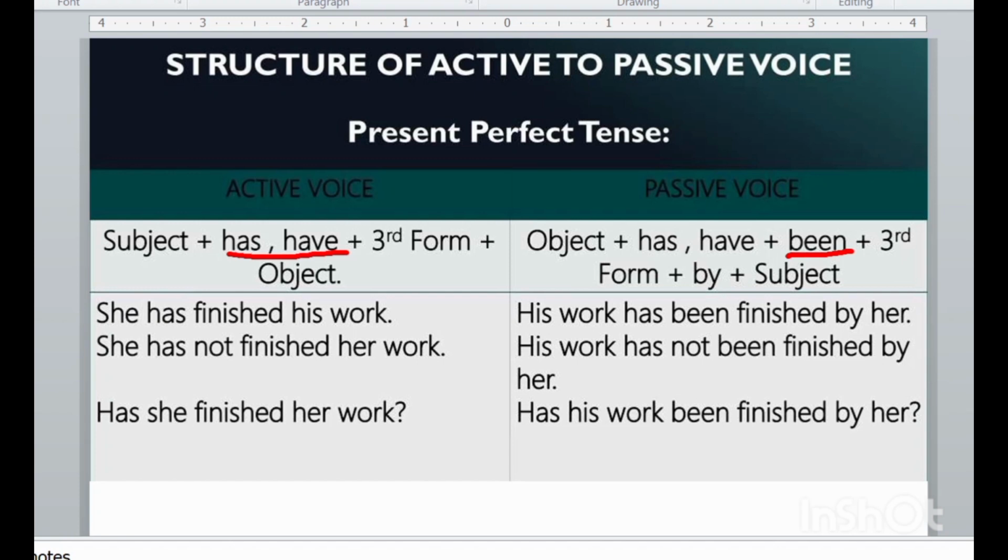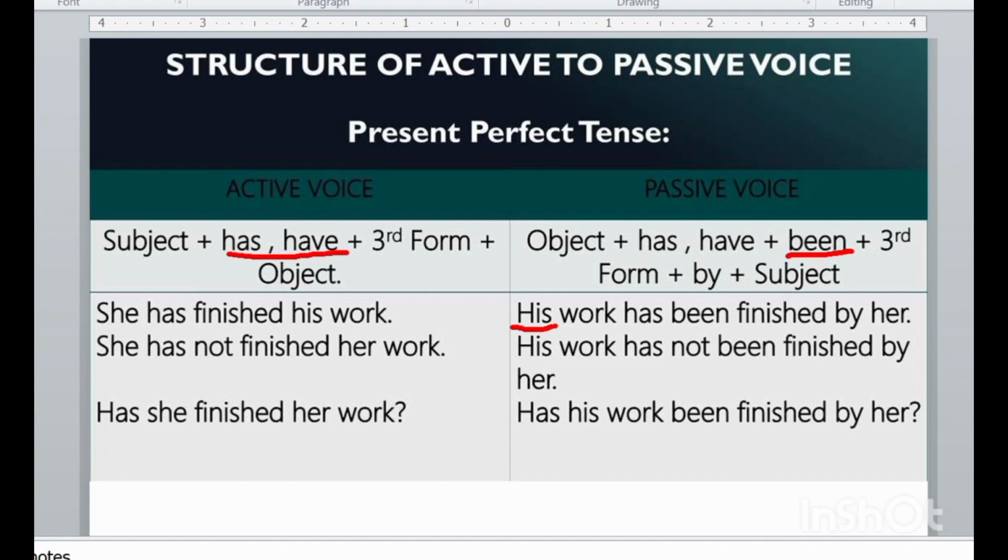She has finished her work. Her work has been finished by her. Here it is written differently, but it should be her. Her work has been finished by her. We have to keep this in mind. She has not finished her work.